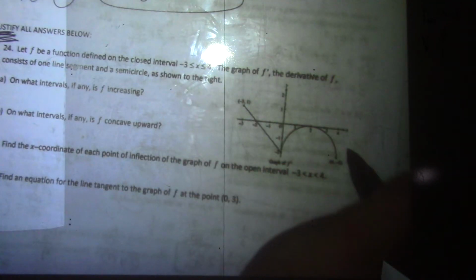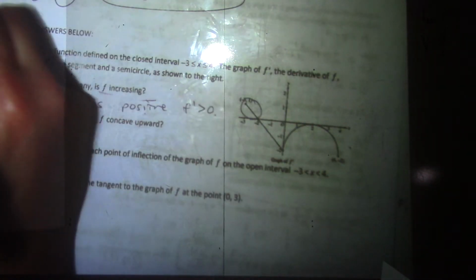Here we need to justify all of our answers. We have a graph of f prime, the derivative. I want to know where f is increasing. So I'm going to go ahead and write because f prime is positive. Or you can say f prime greater than 0. Because I know that where f is increasing, f prime is positive. So the only section where the graph of f prime is positive is -3 to -2.